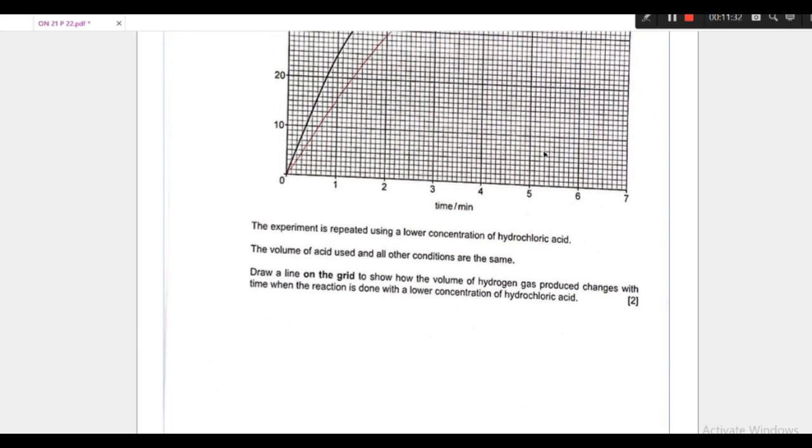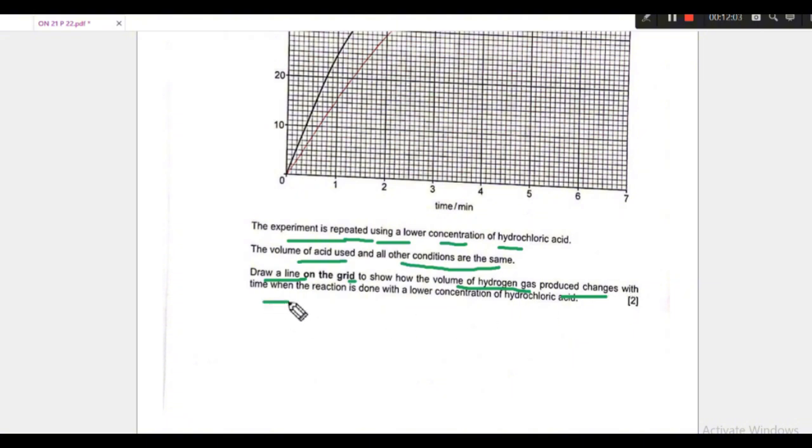Now you are asking, the experiment is repeated using a lower concentration of hydrochloric acid, and you know lower concentration, so reaction will be slow and less amount of product will be produced. The volume of acid used and all other conditions are the same. Draw a line on the grid to show how the volume of hydrogen gas produced changes with time when the reaction is done at a lower concentration of hydrochloric acid.